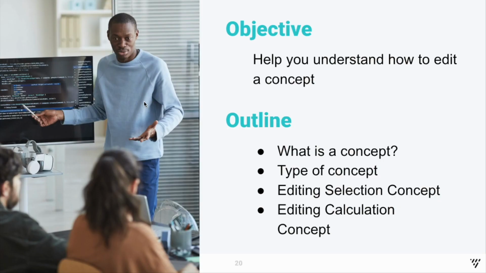This series will be a technical tutorial on doing foundational things with Visier. This video will guide you through the process of editing an existing concept. We will start by defining what a concept is and the different types of concepts. Then we will explore the process of editing a selection concept and a calculation concept in detail.